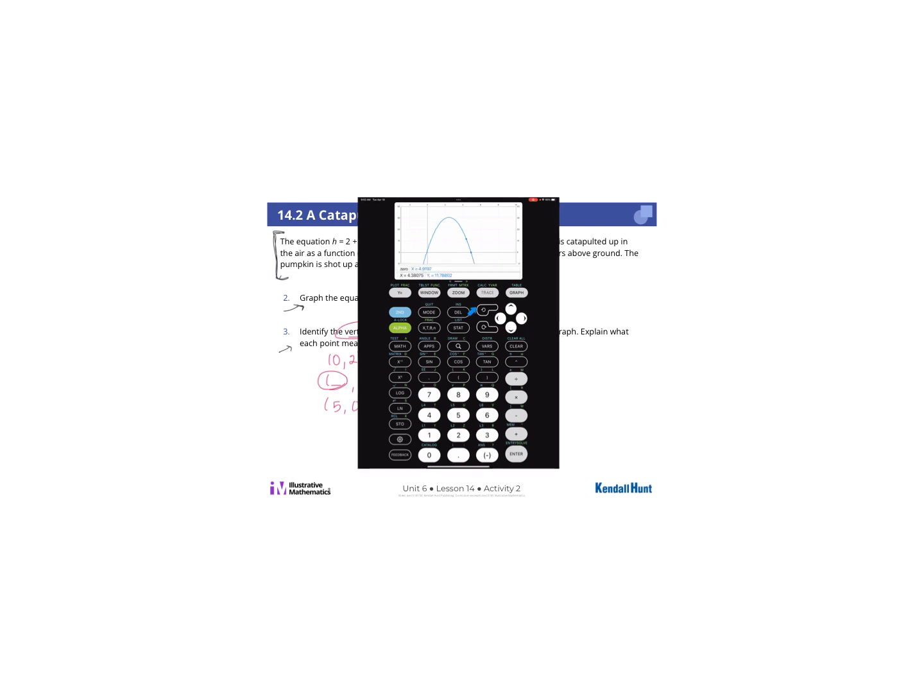Go ahead and hit your trace key. That's going to move your cursor. See how mine's moving along my curve here? So we can go ahead and move my cursor until we get to about the top there. So we can see that my maximum is at about 2.44 seconds and 30.6 is our max height.